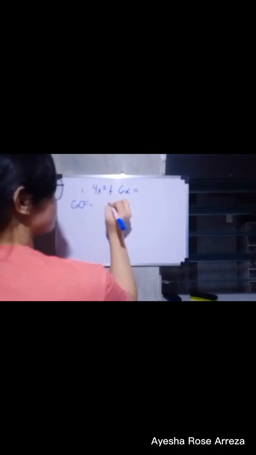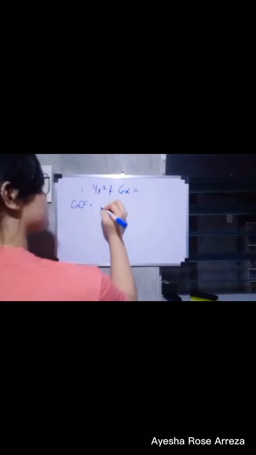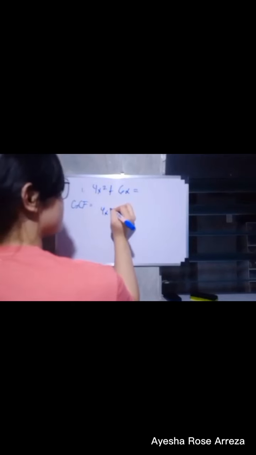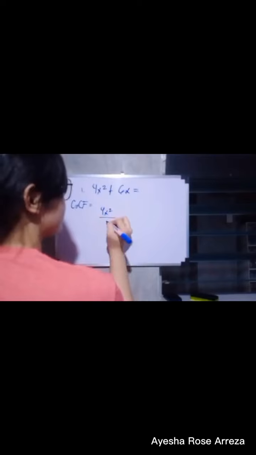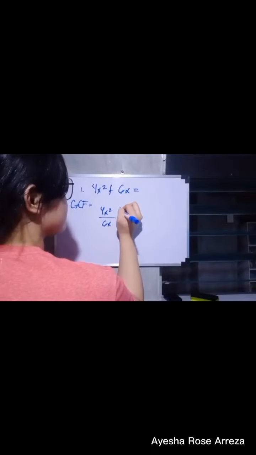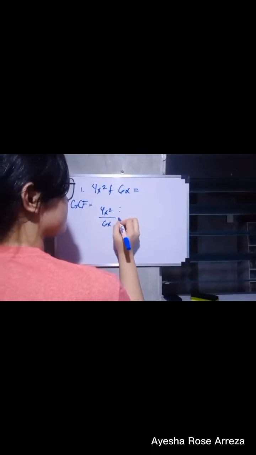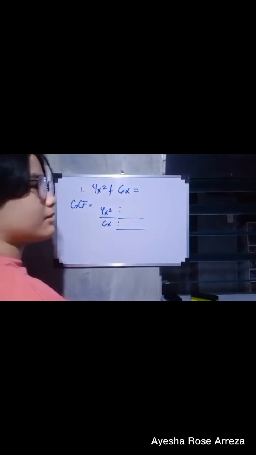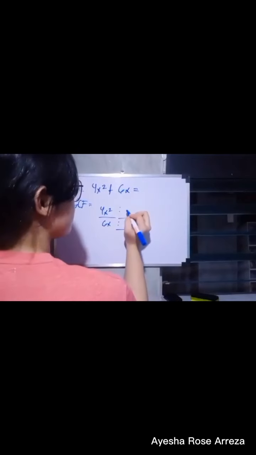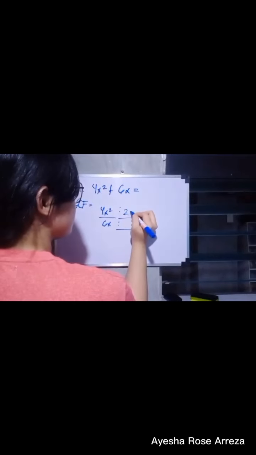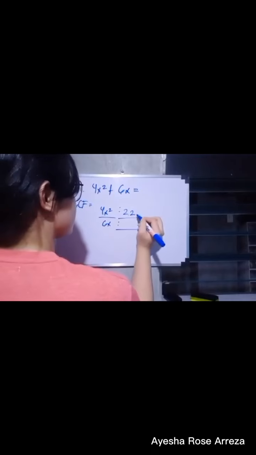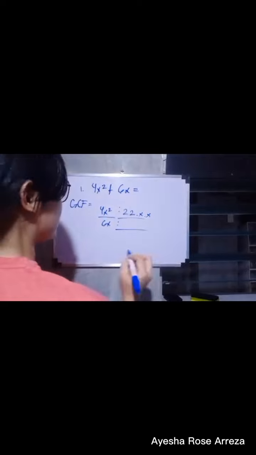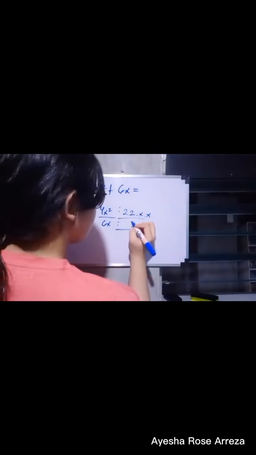Okay, so to do this whole process, how to get the GCF, first put the 4x squared on the top here, divided by 6x. That goes below the 4x squared. And here we need to encircle the matching numbers or letters. So 2 times 2 equals 4, so it goes like that. And x times x is x squared.